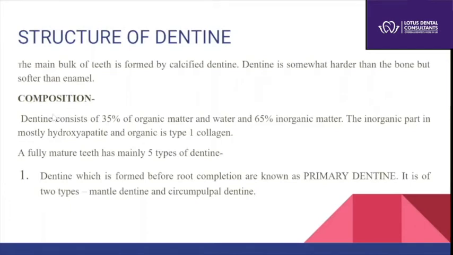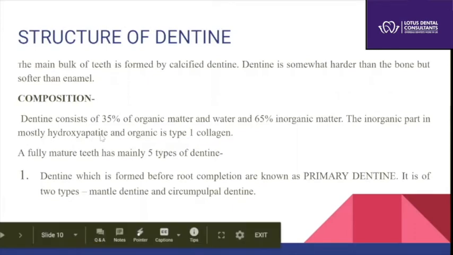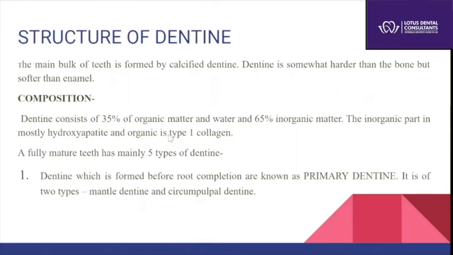The basic composition of the dentine consists of 35% organic and 65% inorganic. The inorganic part is basically hydroxyapatite, and the organic part is type 1 collagen. This is also a question. They do ask what is the type of collagen in dentine, in primary dentine. So you will say type 1.